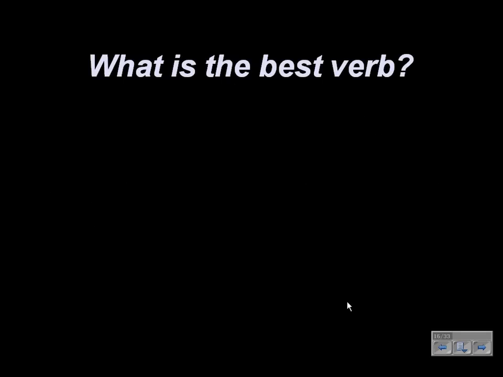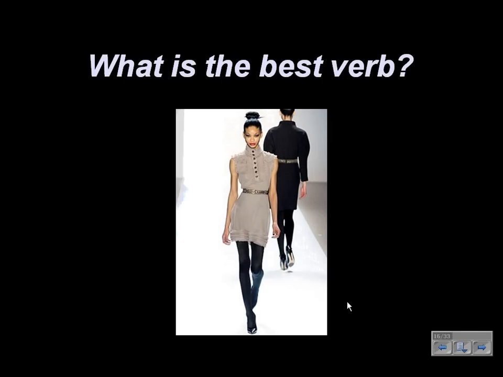So I want to go over some pictures here. What's the best verb? This person is walking. But we could probably choose a better verb. We might say she's sauntering or sashaying or maybe even strutting. Those would give a better picture. If the picture were taken away, our readers would be left with a more vivid picture.